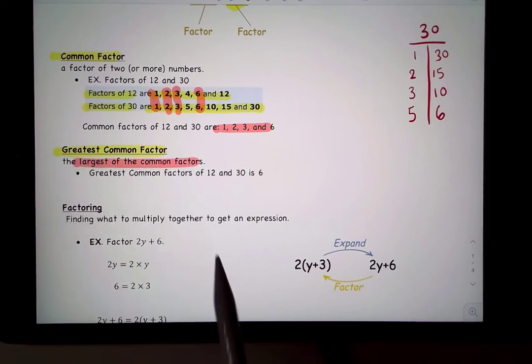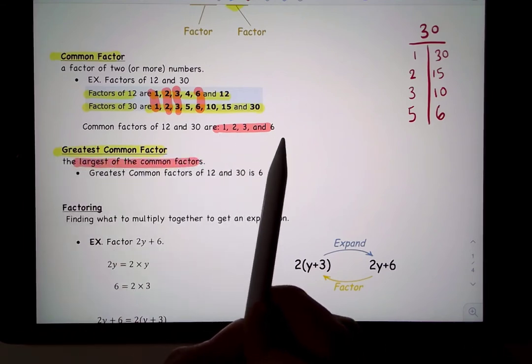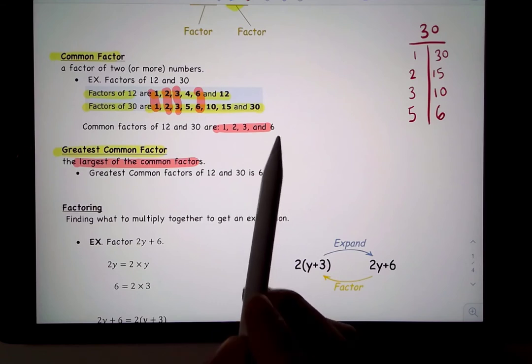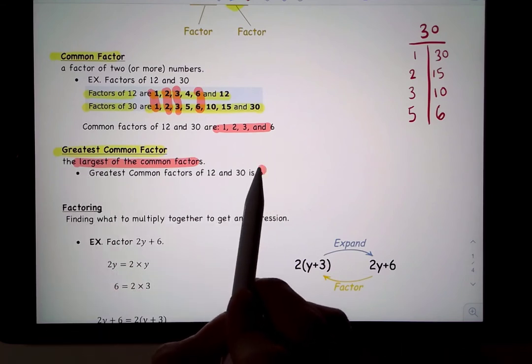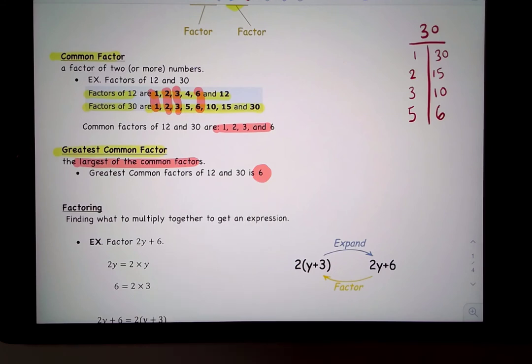Largest of the common factors. So look, 1, 2, 3, and 6. The largest number is 6, right? So your greatest common factor will be 6. All right? So we will use the greatest common factor to factor something.